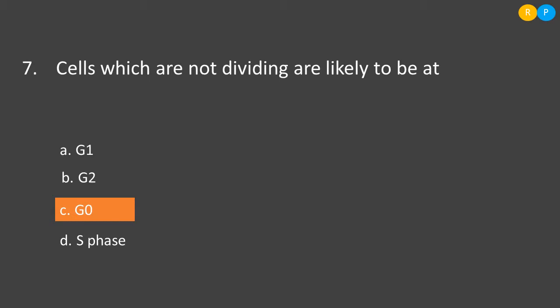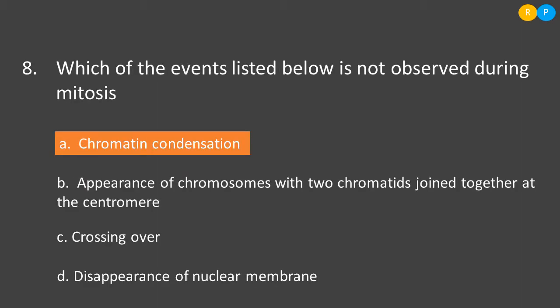So among the four options, the correct one is option C, that is G0 phase, because this is the phase where cell division is arrested. Yes, then the eighth question: which of the following events listed below is not observed during mitosis?